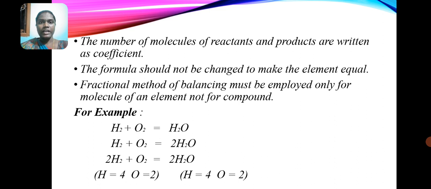For example, H2 plus O2 gives H2O. Then we have to balance it. H2 plus O2 gives 2H2O. On this side hydrogen has 4, but on the left hand side hydrogen has only 2. So we have to add 2 before the H2. So it becomes 2H2 plus O2 gives 2H2O. Now the left hand side is equal to the right hand side. Here hydrogen is 4 and oxygen is 2. On the right hand side hydrogen is 4 and oxygen is 2. This is called balancing a chemical equation.